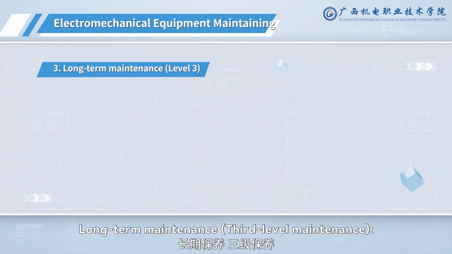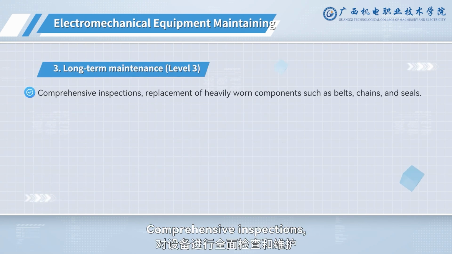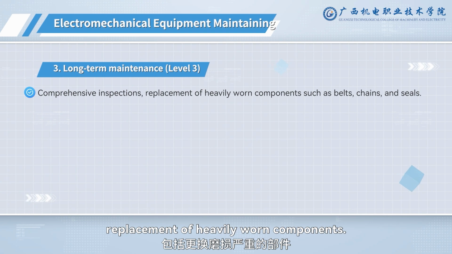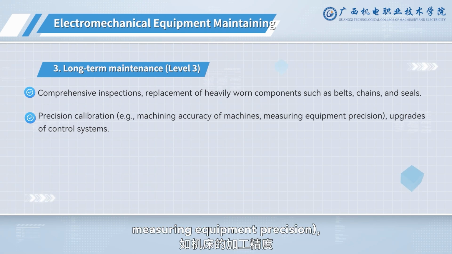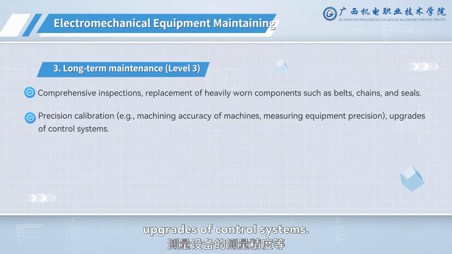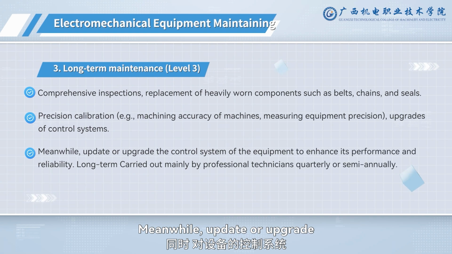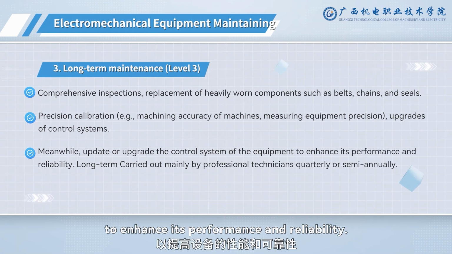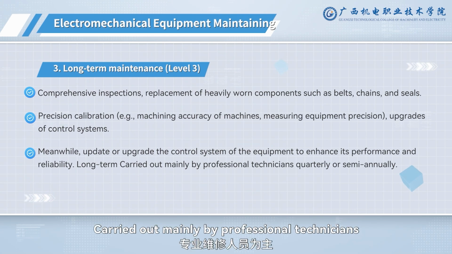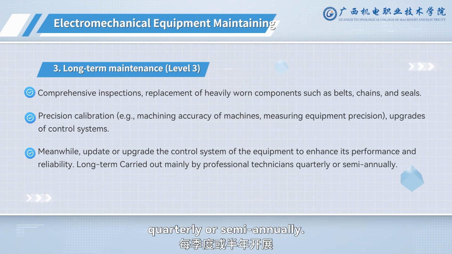Long-term maintenance. Third-level maintenance: comprehensive inspections, replacement of heavily worn components. Precision calibration, for example, machining accuracy of machines, measuring equipment precision, upgrades of control systems. Meanwhile, update or upgrade the control system of the equipment to enhance its performance and reliability. Carried out mainly by professional technicians quarterly or semi-annually.